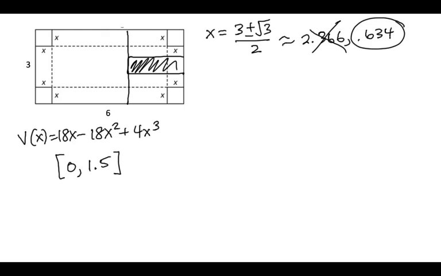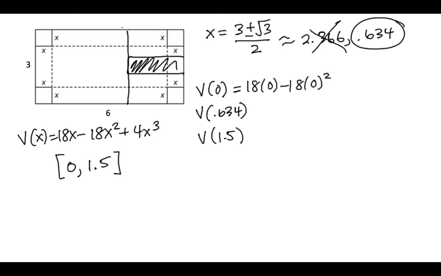And now we just need to verify that that's actually going to give us the maximum volume. We just need to plug in our endpoints and our critical point. We only got one into the original function. So we're going to take 0, 0.634, and 1.5 and plug them into our original function. This one we can do in our head. That's a whole lot of 0. So not cutting anything out of the corner gives you a box of volume 0, which we already knew.